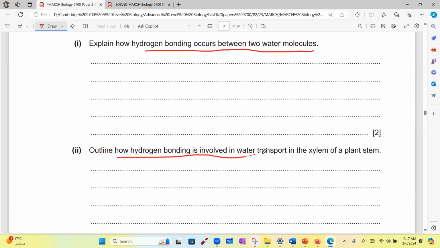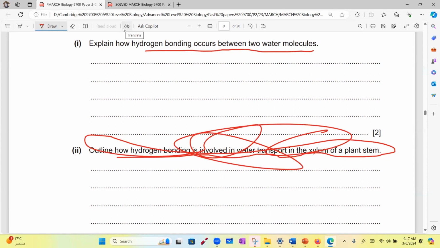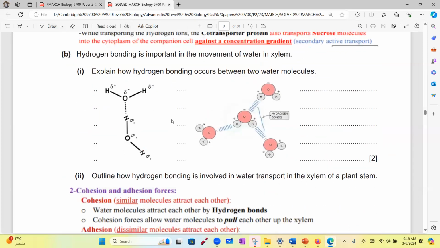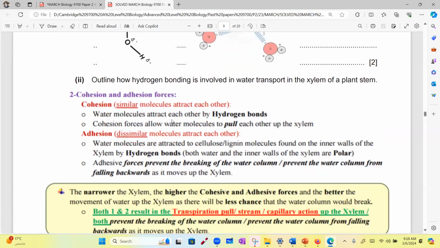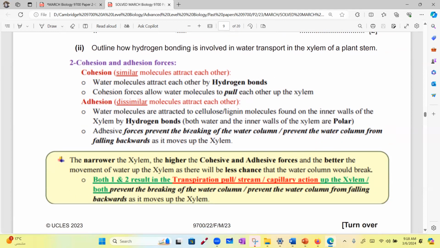How hydrogen bonding is involved in water transport in the xylem of the plant stem. Yes, write it down. Let's at least write the points, cohesion and adhesion. It's as if they are repeating what we explained today. Do you want the answer? It's correct, but they did not ask about it. So you have here the answer in detail. If you want to write exactly, the transpiration pull and all the keywords and the capillary action and to prevent the water column from breaking, etc.